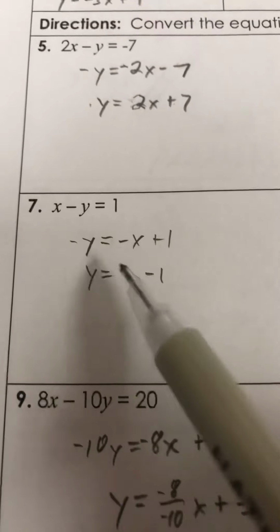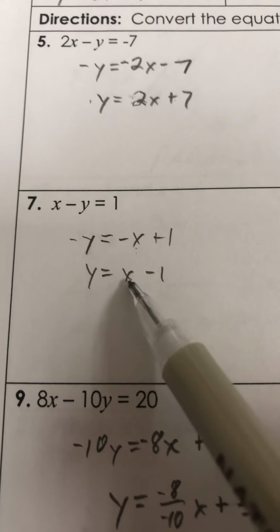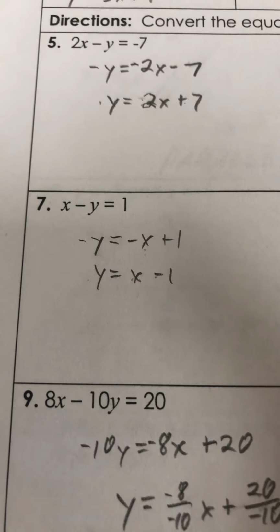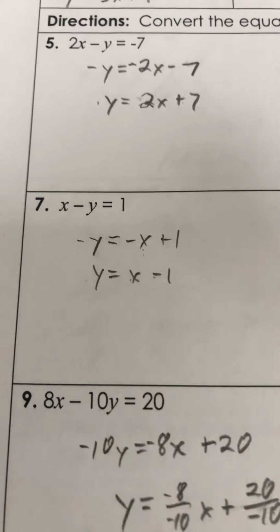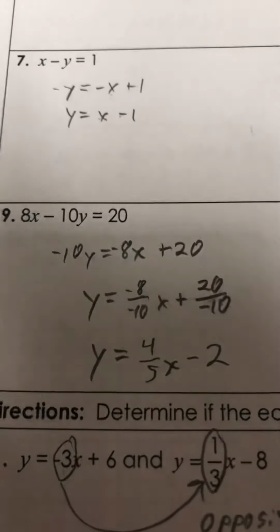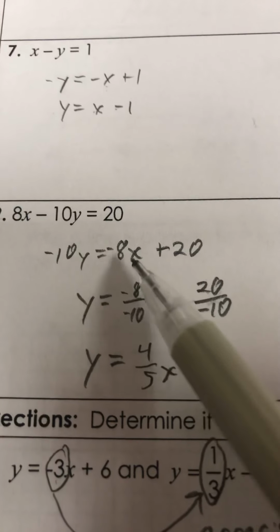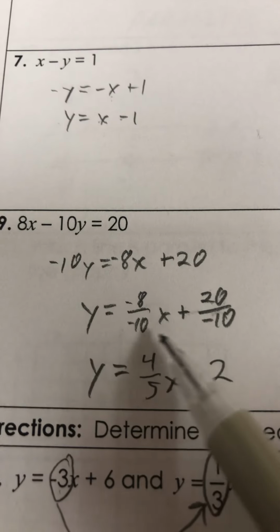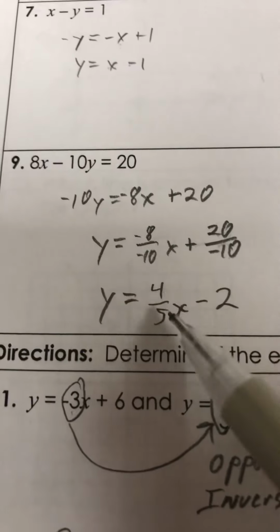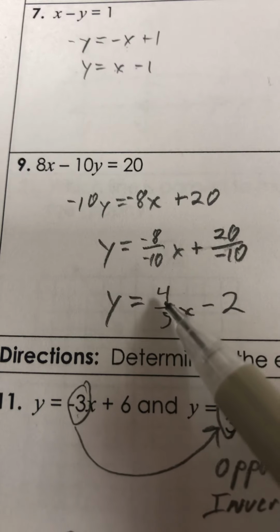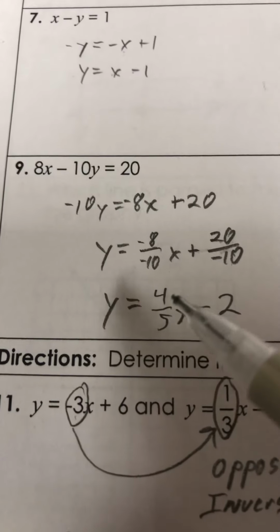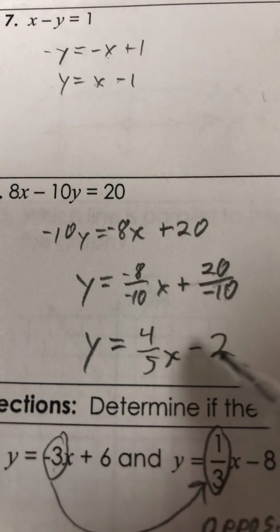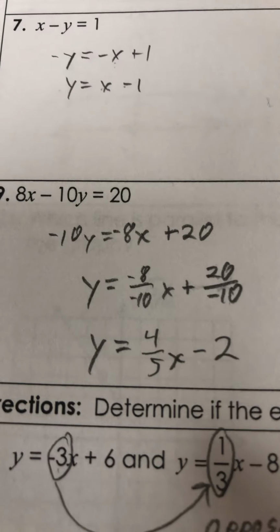This one I subtracted x from both sides. I ended up changing the sign on this side, so I had to change all the signs on this side. So it ends up being y equals x minus 1. Here I subtracted 8x from both sides, and then I divided everything by negative 10. Negative 8 over negative 10 becomes 4 over 5. A negative over a negative becomes a positive. 20 divided by negative 10 makes this whole thing become minus 2.